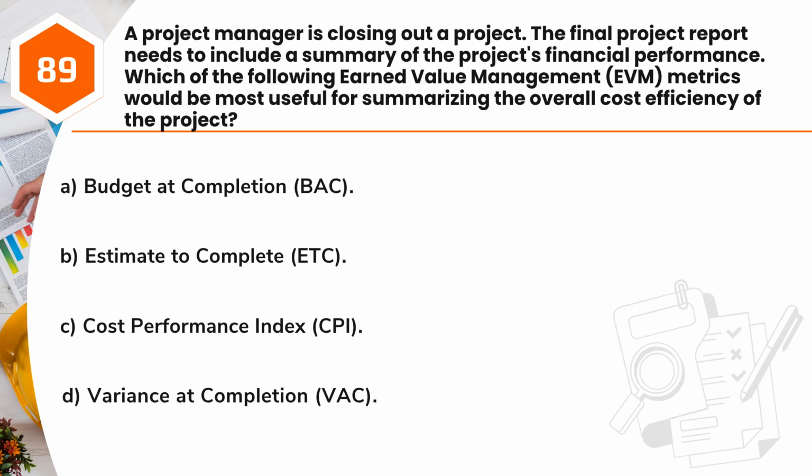Question 89. A project manager is closing out a project. The final project report needs to include a summary of the project's financial performance. Which of the following earned value management, EVM, metrics would be most useful for summarizing the overall cost efficiency of the project? A. Budget at completion, BAC. B. Estimate to complete, ETC. C. Cost Performance Index, CPI. D. Variance at completion, VAC.